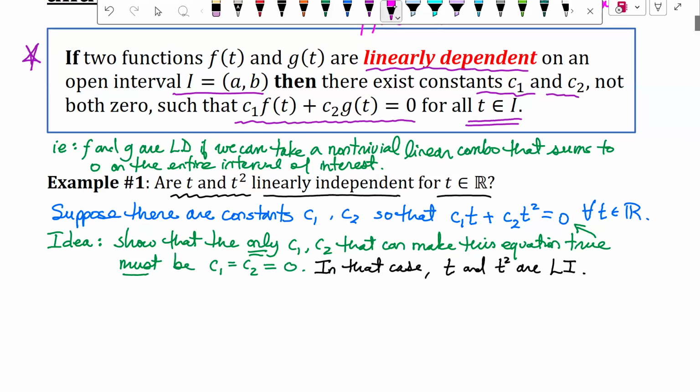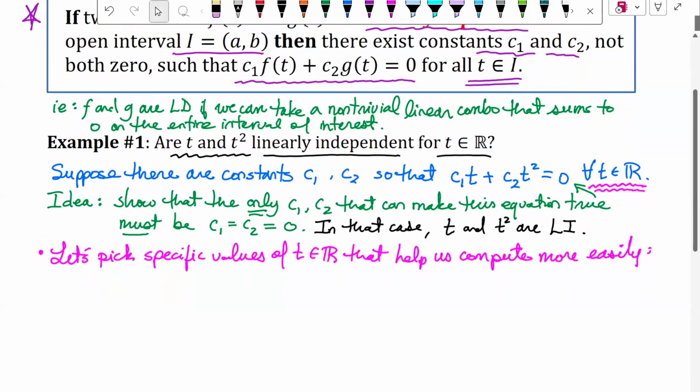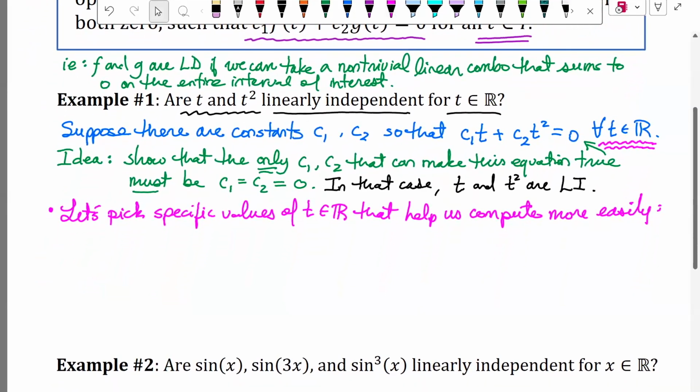Now, here's something interesting that I want you to think about. If I'm looking for a c1 and c2 that makes an equation true for every value of t on the real line, then any particular value of t that I choose will have to also work. Would you agree? So let's look at specific values of t that will make our computations easier. If I choose t equal 1 and t equal -1 and see what those yield in our equation, that will make things come clear.